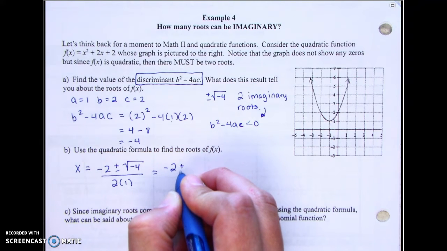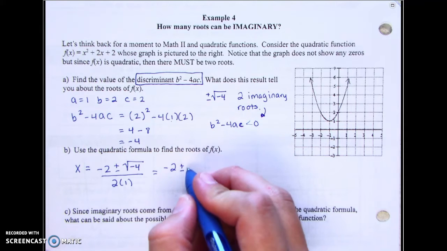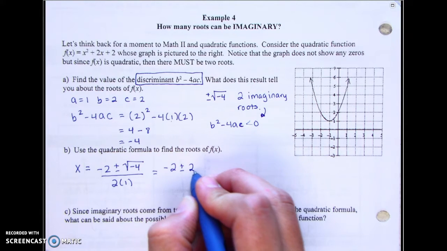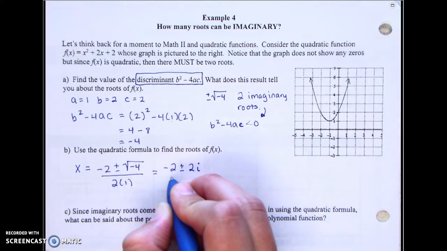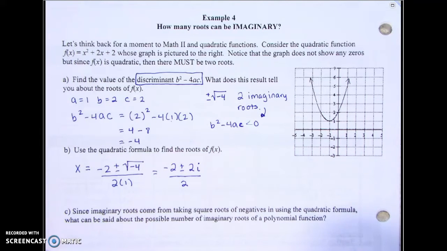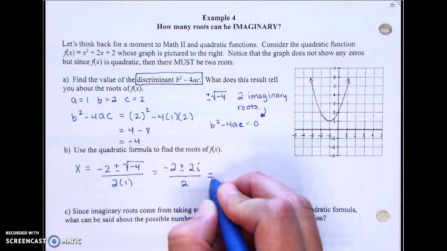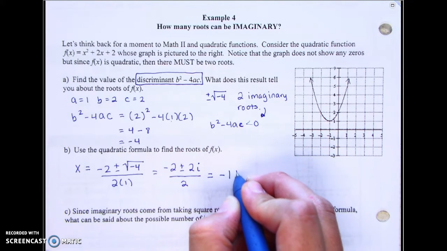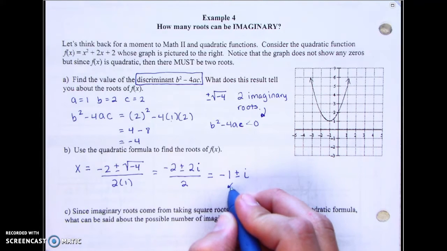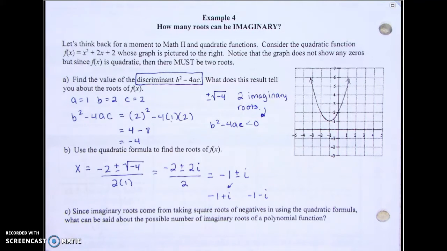Negative 2 plus or minus the square root of negative 4. Well, do we know the square root of 4? The square root of 4 is 2. So this is going to be plus or minus 2i over 2. Now, can this be simplified? It looks like 2 divides into everything, right? So negative 1 plus or minus i. What does this mean? This means there are two answers, you guys. Negative 1 plus i and negative 1 minus i.